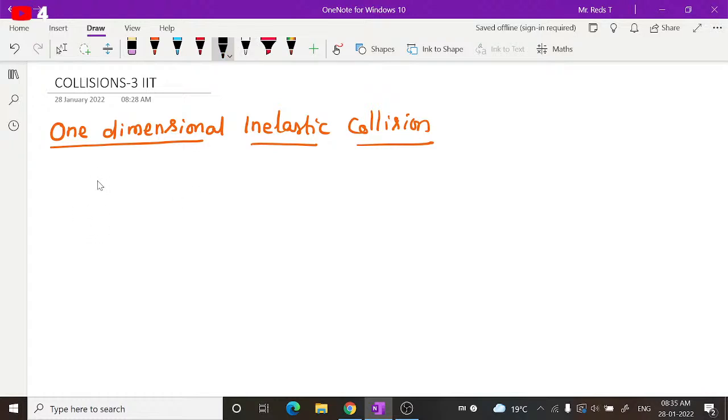Inelastic collision. We know already what is elastic and inelastic collision, right? A collision in which both momentum and energy, especially kinetic energy, are conserved before and after collision is called elastic collision. Inelastic collision means the collision in which only momentum is conserved but not the kinetic energy. What is a one dimensional collision? I have classified these collisions based on different parameters, right?